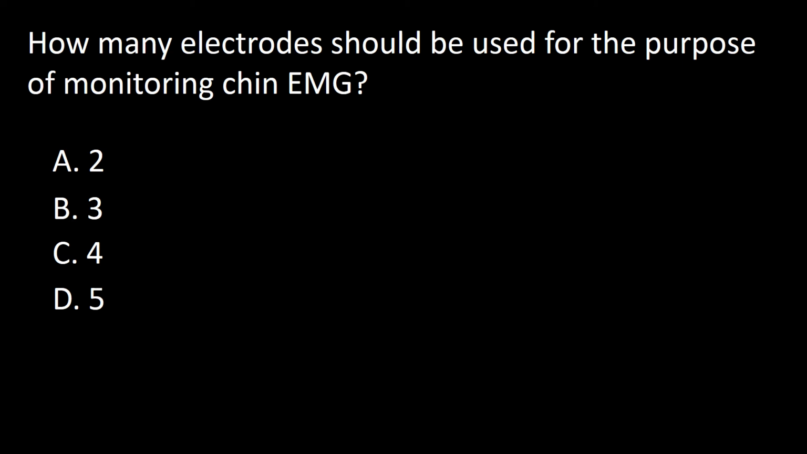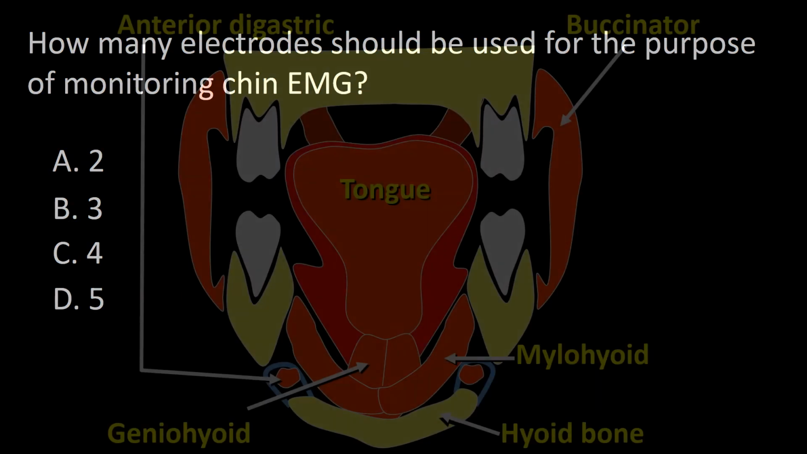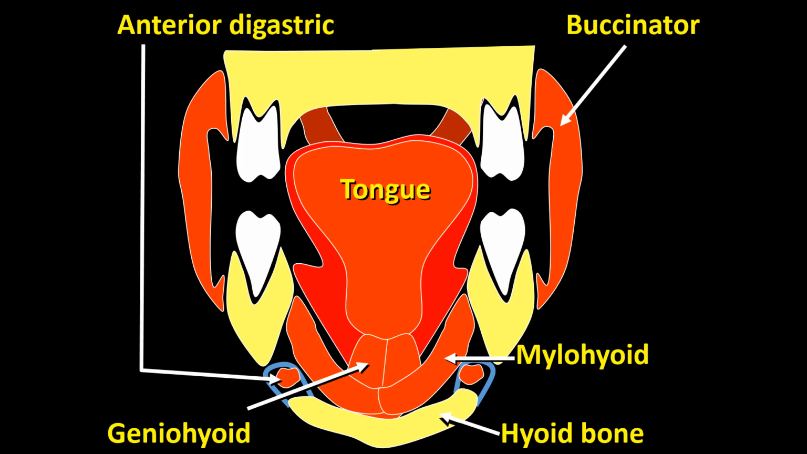Next question. How many electrodes should be used for the purpose of monitoring chin EMG? A2, B3, C4, D5. This frame represents a cut through the base of the tongue going through the hyoid bone. As you can see, the different muscles are labeled. The muscle that contributes the most to chin muscle tone and therefore to chin EMG is the mylohyoid muscle.